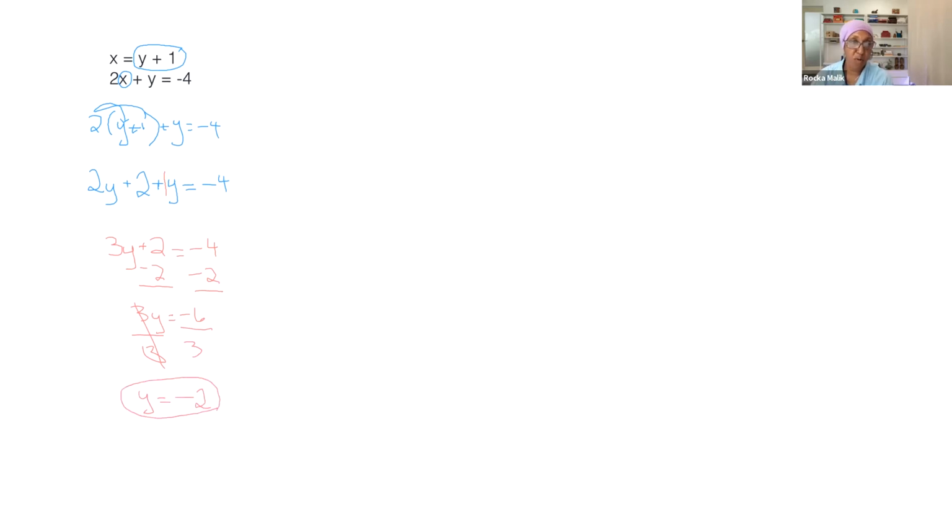And then I take my y and I plug it into the easier of the equations. I substitute now my y value of -2. So I have x equals -2, which is the y that we just got, plus 1. x equals -1.